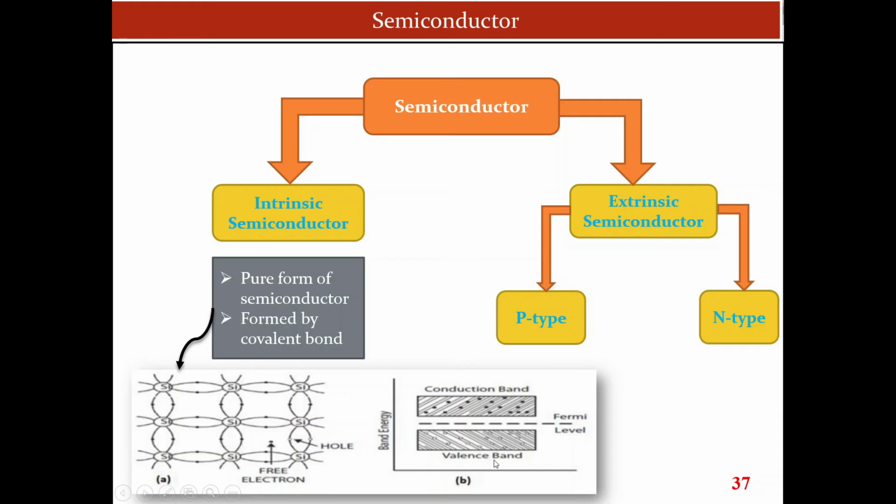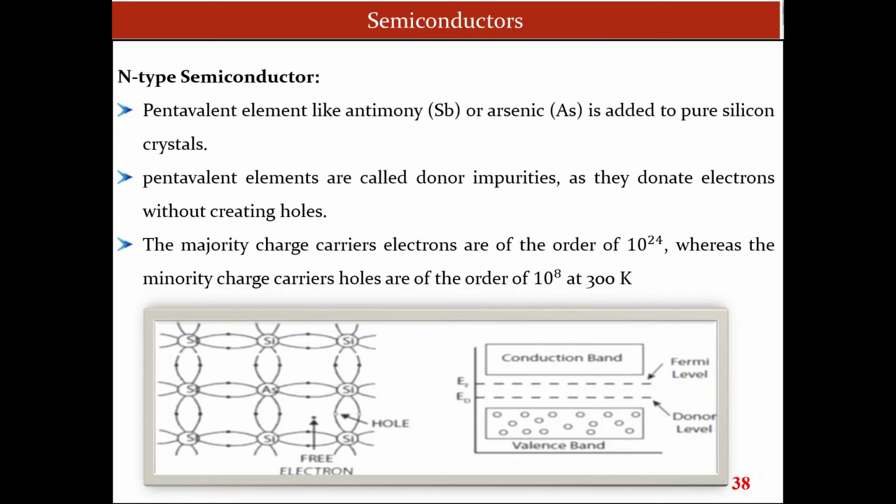So this is the energy gap. We have a valency band and conduction band, and the Fermi level is present here. Okay, now let's proceed to N-type semiconductor. In order to get N-type semiconductor, a pentavalent element will be added on the pure intrinsic semiconductor.